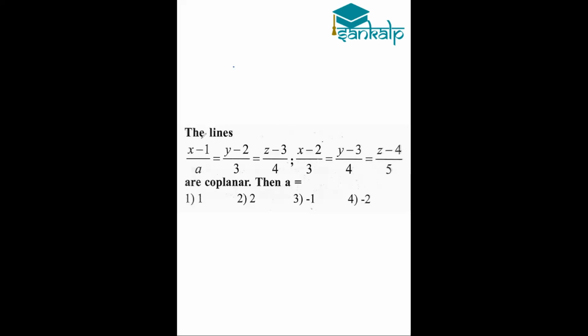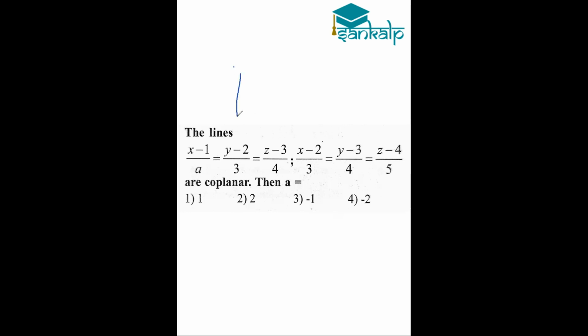So the next question is: the lines (x minus 1)/a = (y minus 2)/3 = (z minus 3)/4, and the line (x minus 2)/3 = (y minus 3)/4 = (z minus 4)/5 are coplanar, then a equal to?